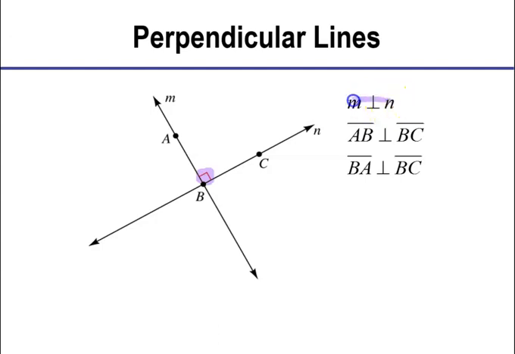Notice the notation. This would be read, M is perpendicular to N. So anytime you see that upside down T, that's exactly what we're talking about. You see line M here in purple, and line N, let's do that one in green, and those are perpendicular to each other. You could also say AB is perpendicular to BC. Again, you see AB here, BC along the green line there. Those are perpendicular. Another way you could say it is BA is perpendicular to BC. Both of those are correct.